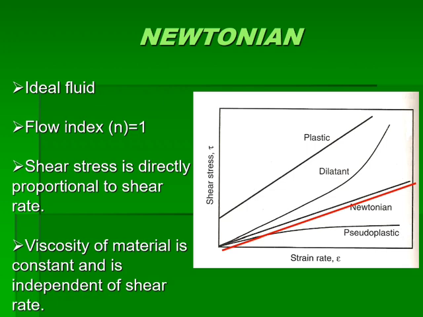First type of fluids are Newtonian fluids. They are also called ideal fluids. In the diagram we can see that the red line represents the Newtonian fluid. In a Newtonian fluid, flow index n is equal to 1. So shear stress is directly proportional to shear strain rate. That's why we get a linear line. In Newtonian fluids, the viscosity of the material is constant and is independent of shear rate.